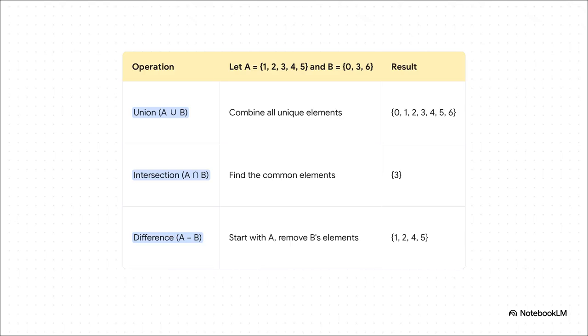And then there's the difference, A minus B. For this, you start with everything in A, and then you just kick out anything that's also in B. In this case, we kick out the 3, and we're left with 1, 2, 4, 5.